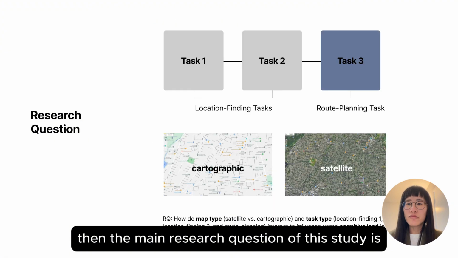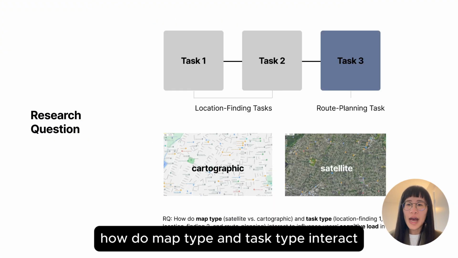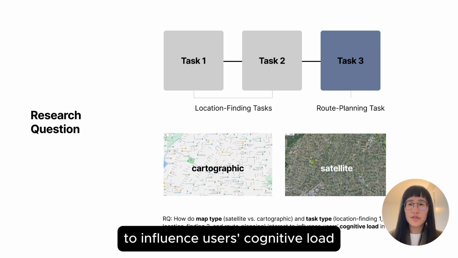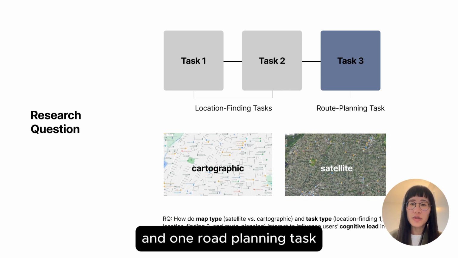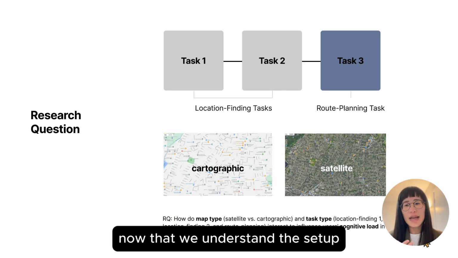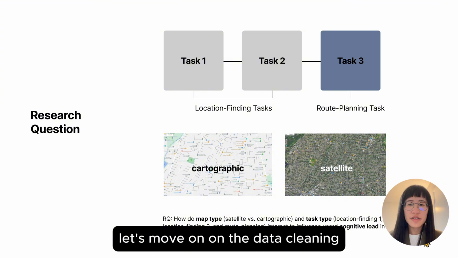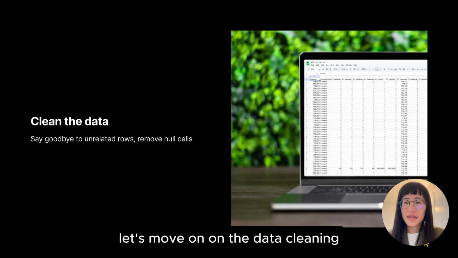Then, the main research question of this study is, how do map type and task type interact to influence users' cognitive load? The tasks include 2 location finding tasks and 1 route planning task. Now that we understand the setup, let's move on to the data cleaning.